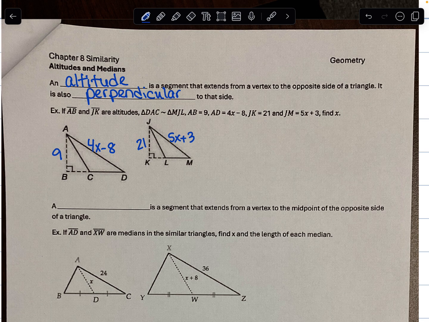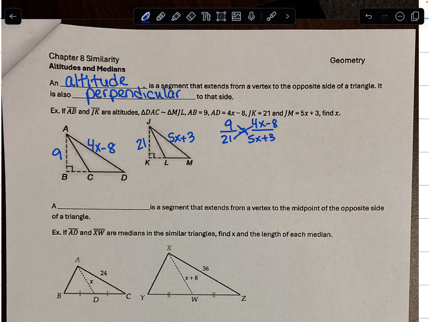All right, what does it ask you to do? Find x. Find x. Who can tell me how? The same way we've been doing. Yeah, set up proportions, right? What would my first proportion be? 9 over 21. Yeah, 9 over 21, and what am I going to set that equal to? 4x minus 8 over 5x plus 3. Good.